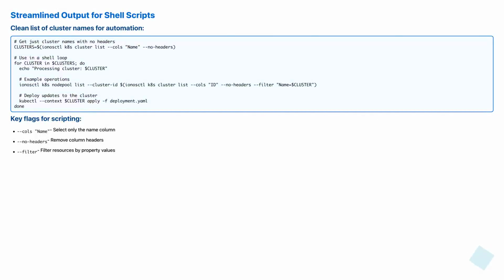Wait, so you mean I could do something like ionosctl k8s cluster list --cols name --no-headers, and get a clean list of just cluster names? That would be perfect for feeding into a for loop in my deployment scripts. How does this compare to what you've seen in AWS or Azure CLIs?